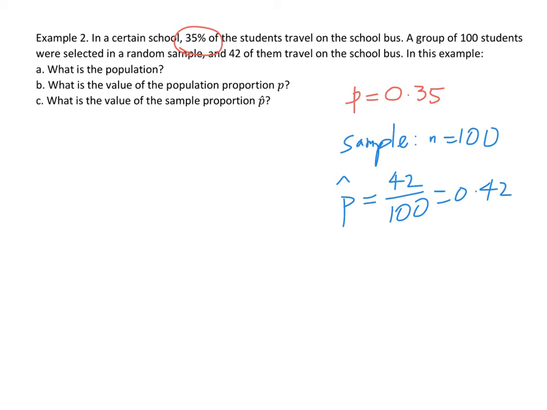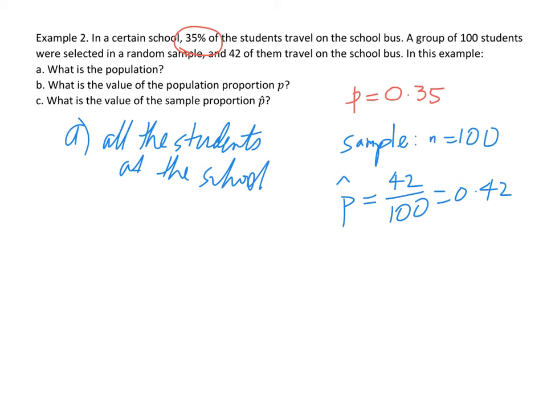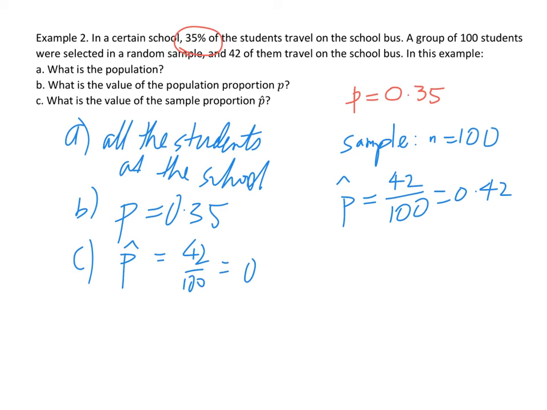So to answer the questions, part A, the population is all the students at the school. Part B, the population proportion is P, which is 0.35. And part C, the sample proportion is 42 over 100, which is 0.42.